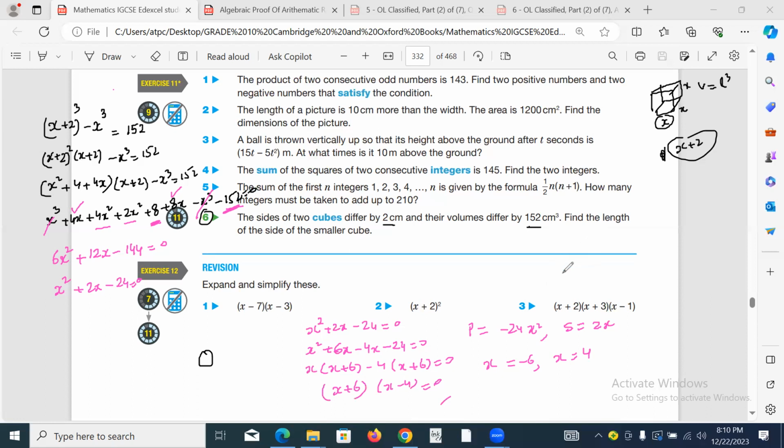And at the start, we supposed that the first is x, and these are the lengths, so choose the positive value. x is 4, then x plus 2 is what? That is 4 plus 2, which gives me 6. So 4 and 6, these are the lengths of the smaller cube as well as the bigger cube. I hope you get it.